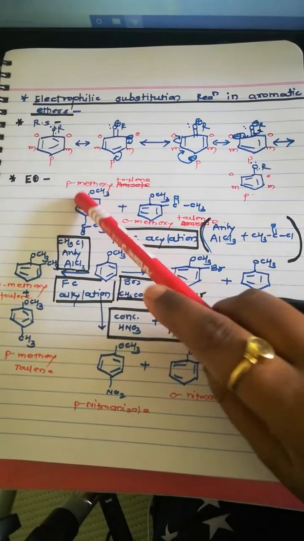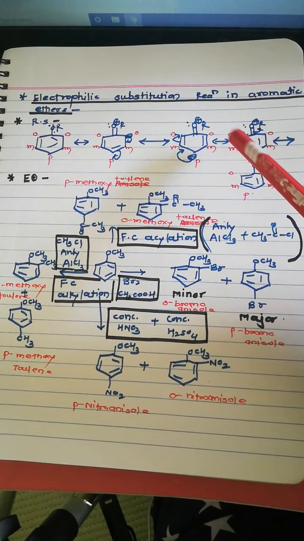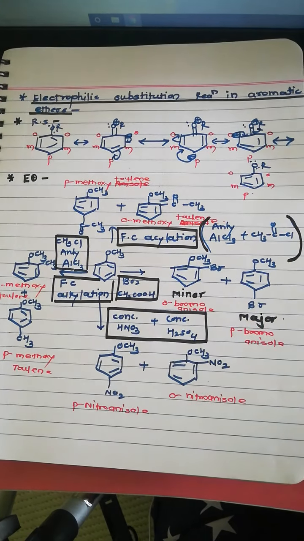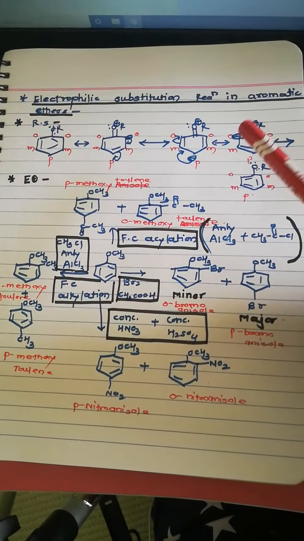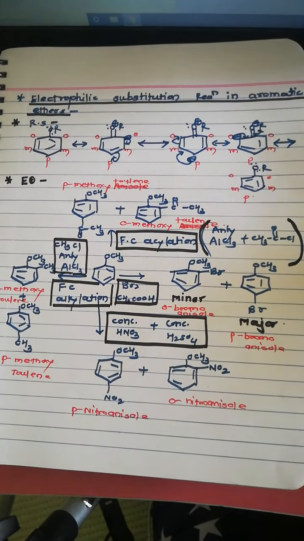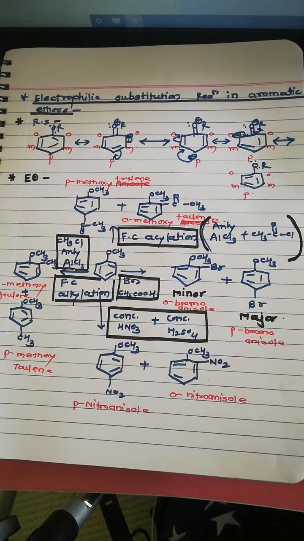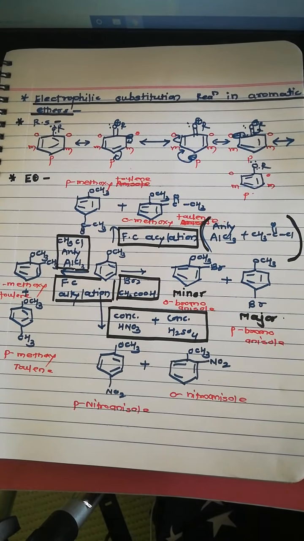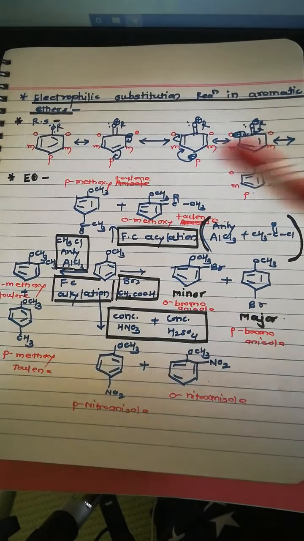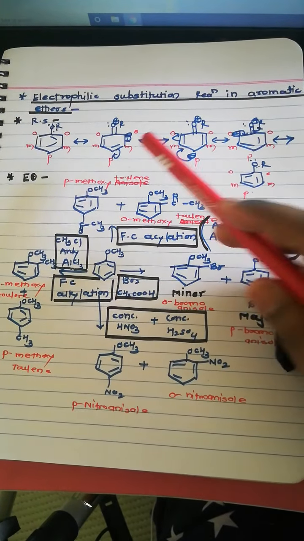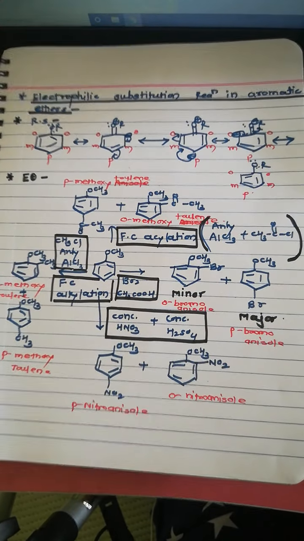Here the resonating structure of ether has negative charge at the ortho position and at the para position, which means the ortho position and the para position of the aromatic ether are electron rich, and the electrophile is an electron deficient species. Therefore electrophile adds to ortho and para position. This is the ortho position and this is the para position. Therefore electrophile goes to ortho and para position.